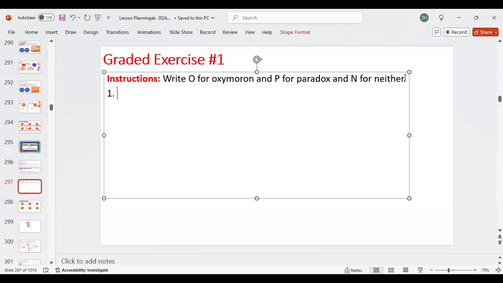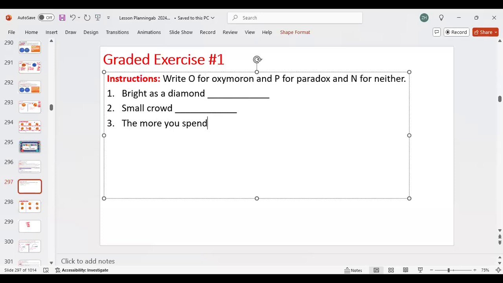Number 1. Bright as a diamond. Is that a paradox, oxymoron, or neither? Number 2. Small crowd. Number 3, write this in your book, please. The more you spend, the more you save. You have to be cruel, to be kind.